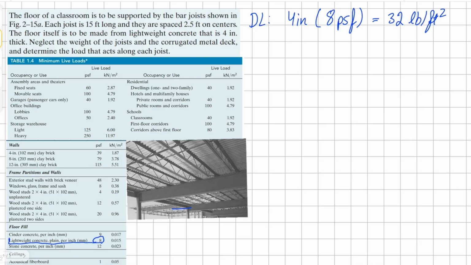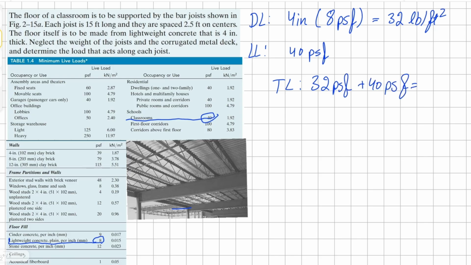Now going to our live load and looking at our minimum live load table, we know that this classroom will be 40 pounds per square foot. And adding these weights together, our total load would be 32 pounds per square foot plus 40 pounds per square foot. And this comes up to 72 pounds per square foot.